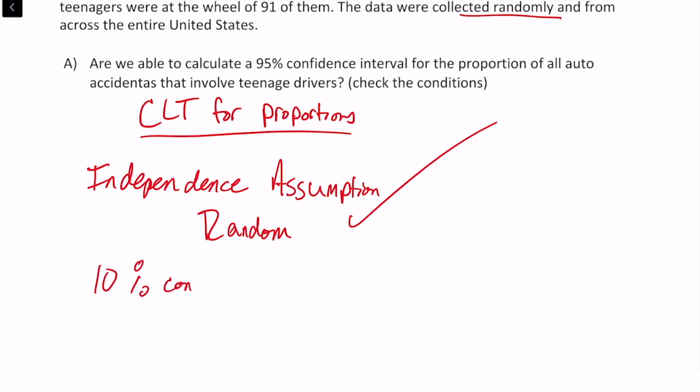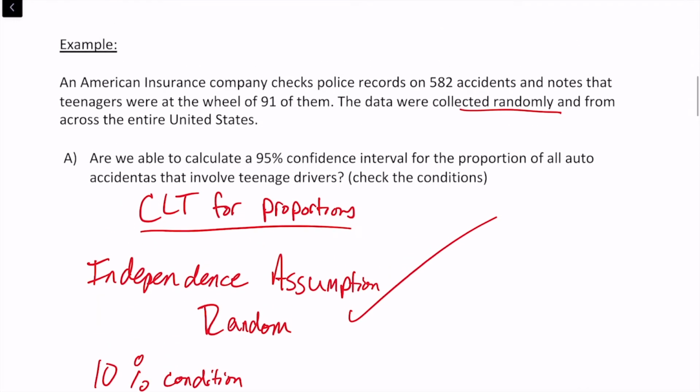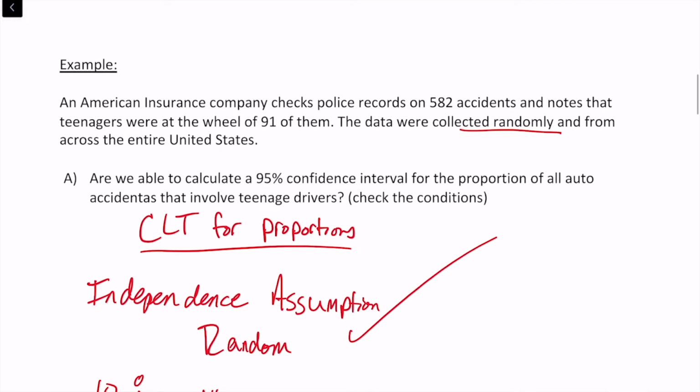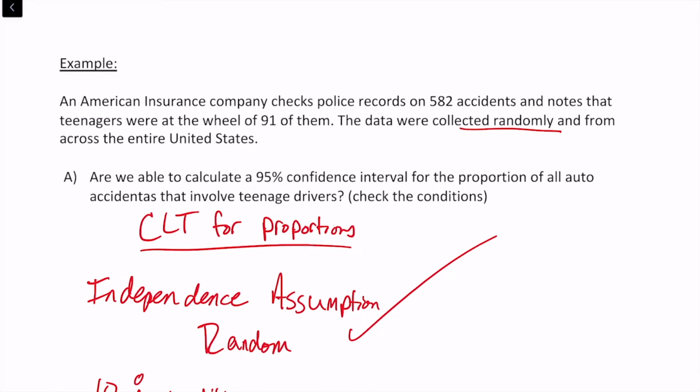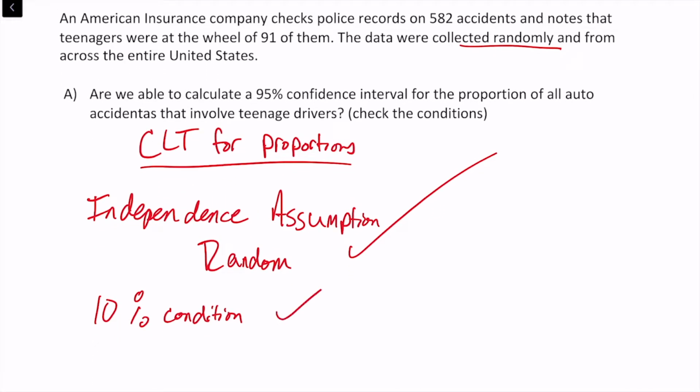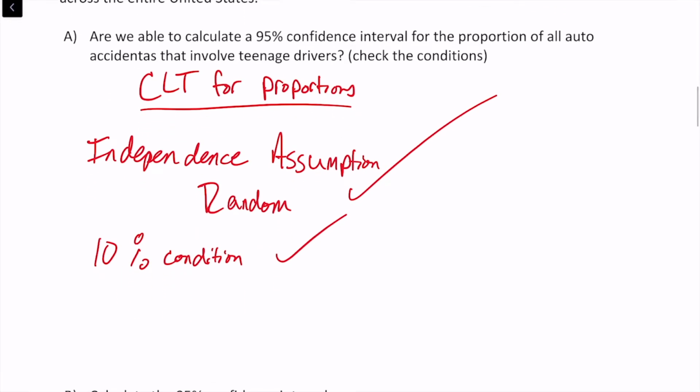Also, there was a 10% condition. Remember, we need to make sure that we sample less than 10% of the population. Well, we sampled 582 accidents. Certainly, there are way more than 582 accidents across the entire United States. So yes, we sampled less than 10% of all possible values. And then lastly, we need to check the success and failure condition. To check that, we need to do n times p hat, and n times 1 minus p hat, and we need both of those to be greater than or equal to 10.